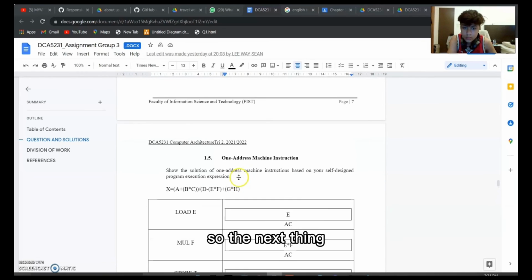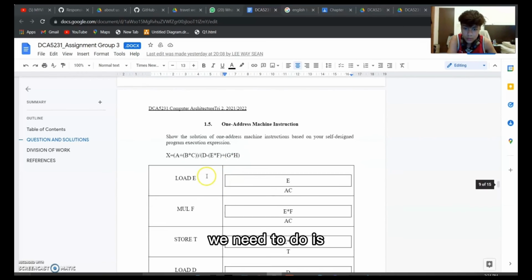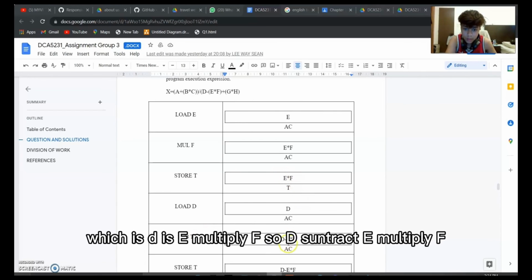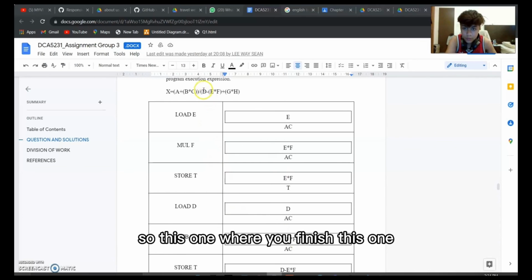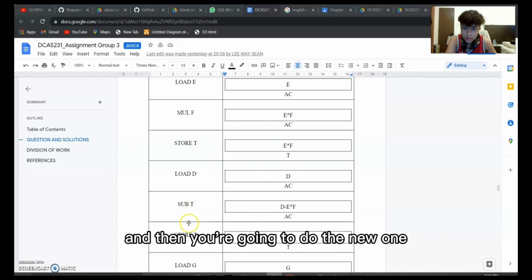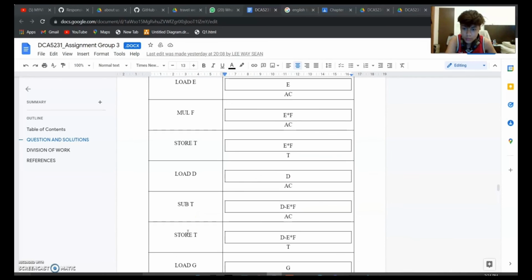So the next thing we need to do is load D and put it inside the accumulator and subtract T, where T is E multiply F. So D subtract E multiply F. So this one, we already finished. And then we are going to do the new one. And then we store into T.